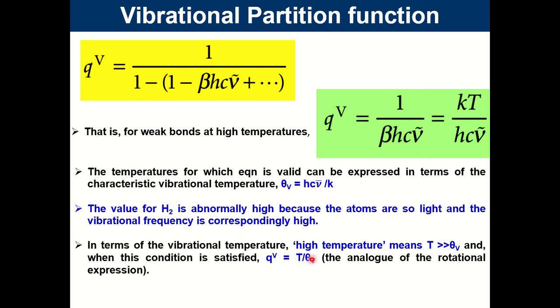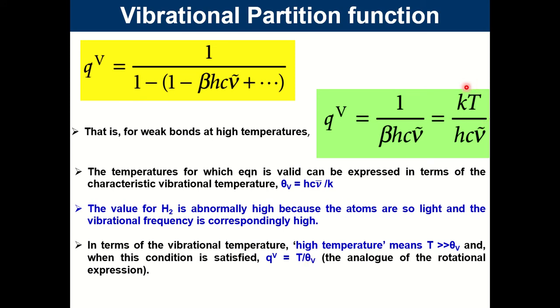In terms of vibrational temperature, high temperature means T is much greater than theta V, and when this condition is satisfied, you have QV equal to T by theta V. This is similar to the expression we had got in the case of the rotational partition function. We had T by theta R, and here we have T by theta V, that is T by rotational temperature, T by vibrational temperature. It is as simple as that.